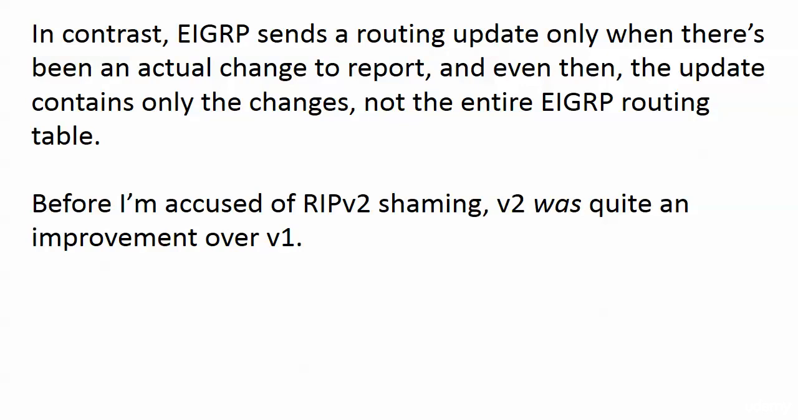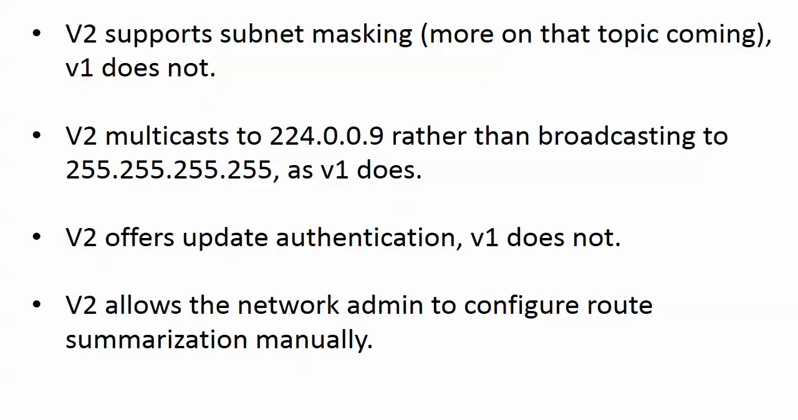But before I'm accused of RIP version 2 shaming, version 2 was quite an improvement over version 1. And we know Cisco exams, really any exam, when you have 2 versions of something, you should know the differences between the two. And here are 4 that I think you should know. Version 2 supports subnet masking, variable length subnet masking, if you will, VLSM. More on that topic coming in the next section. For now, just remember version 2 supports it, version 1 does not.